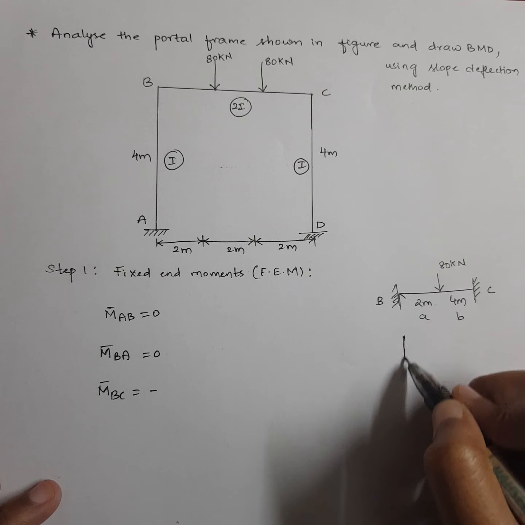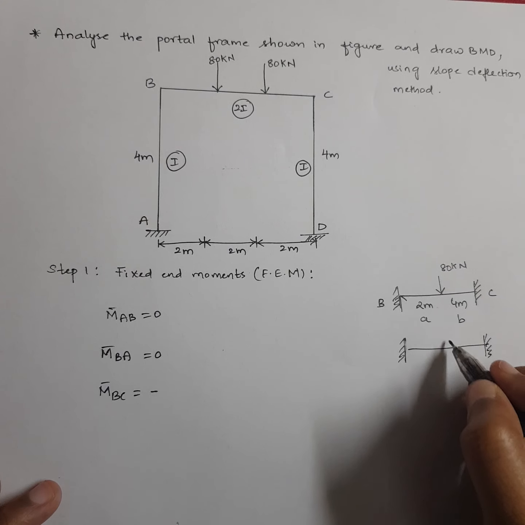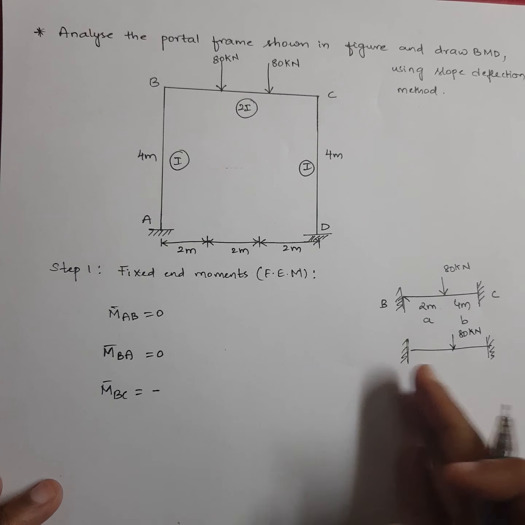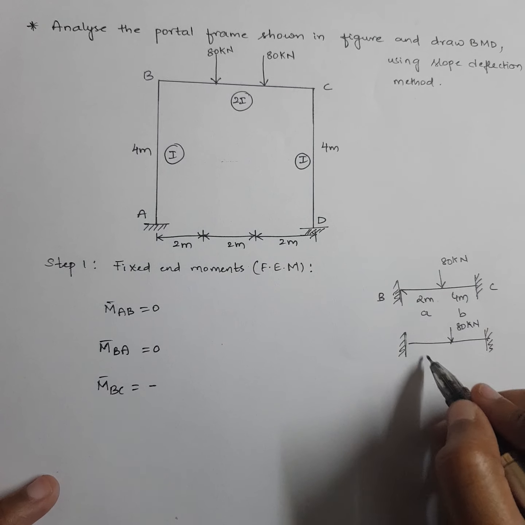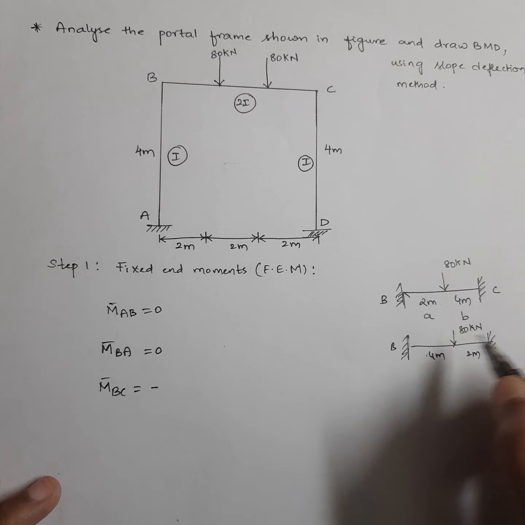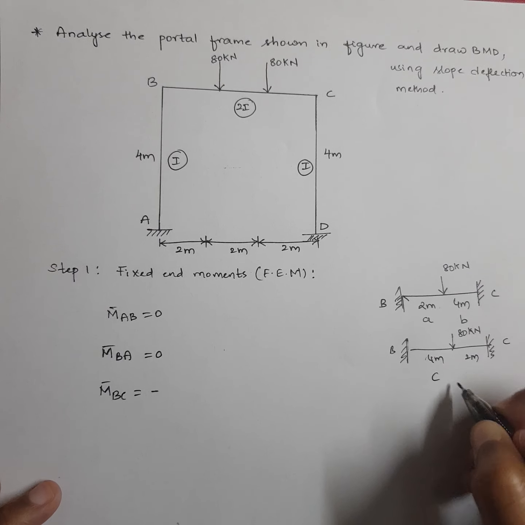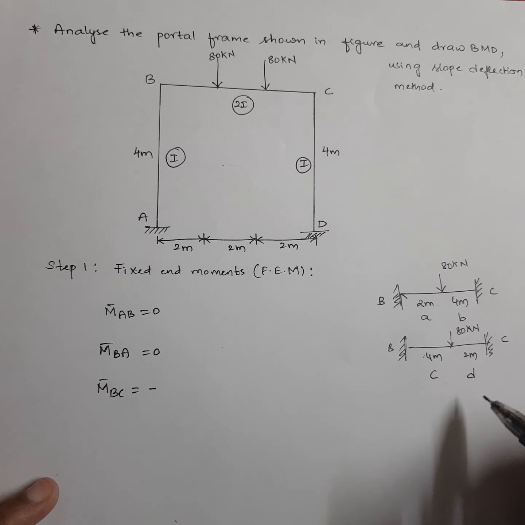Now similarly consider the second point load. Why? Because on the same beam we have another point load, also 80 kilonewton. From B, how much distance is this 80 kilonewton? 4, that is 2 plus 2, so this is 4 meters. What is this distance? 2 meters. In this case, take this 4 meters as small c and this 2 meters as small d. Don't take it as a and b again, we'll get confused.